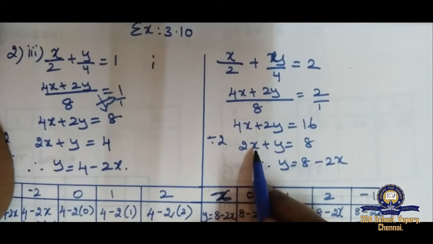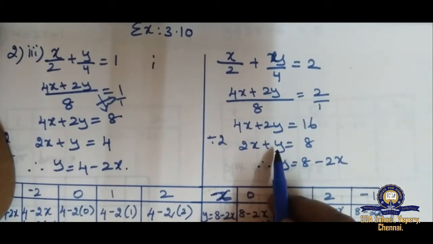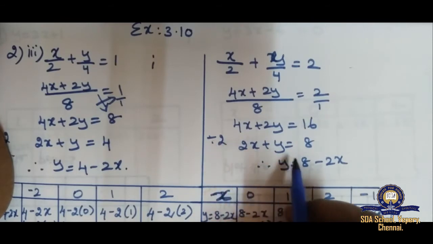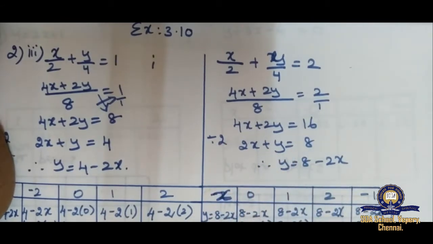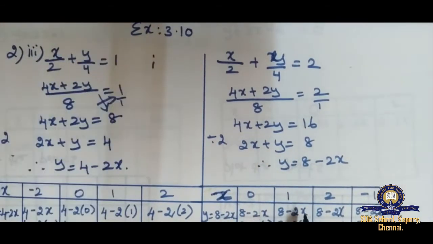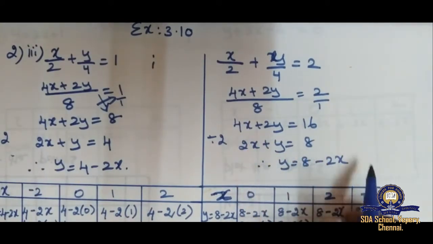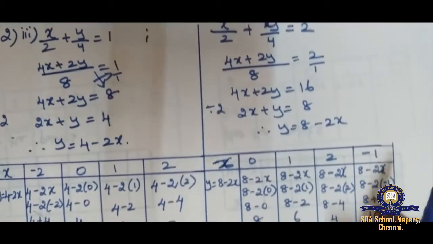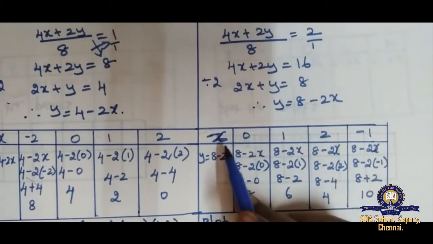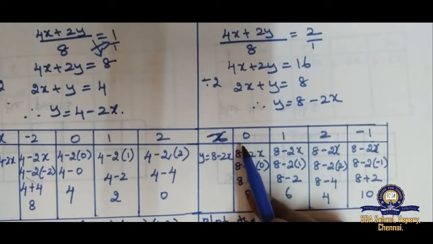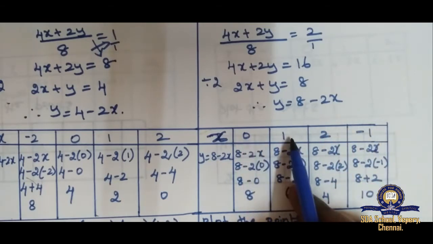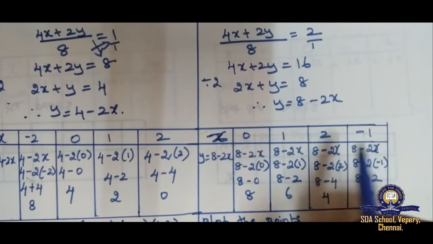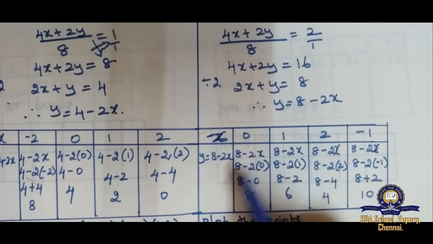It is divisible by 2. So 2 2s are 4, 2x. If I divide by 2 here, I'll get y. 16 divided by 2 is 8. I need an equation as y is equal to something. So I have taken y is equal to 8 plus 2x; if it comes to this side, minus 2x. Then the tabular column procedure. I took different values. I can take any value, 0, 1, 2, minus. This is our wish only. Then y is equal to 8 minus 2x.